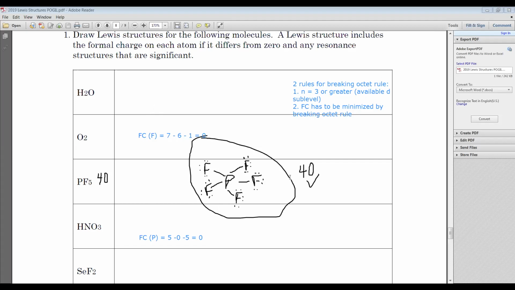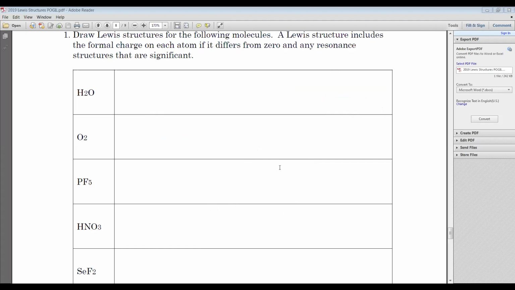Okay, so for nitric acid, using our same set of circumstances here, I've got one for the hydrogen, five for the nitrogen, six for each oxygen, and there are three of them. So total number of electrons here is 24.